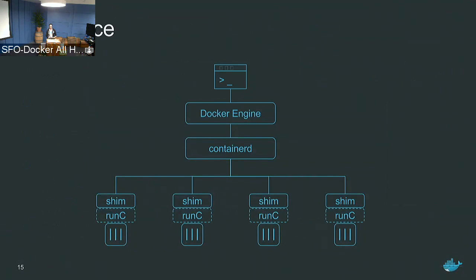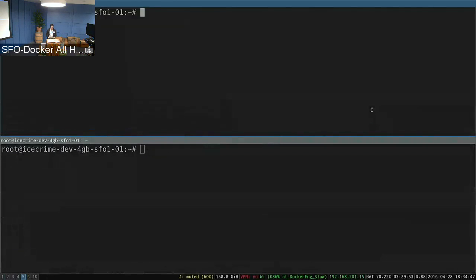So what I want to show is resilience of containers with this architecture. What happens when I kill the Docker engine? What happens when I kill containerd? So let's try this. This is not available yet in 1.11. If you take the experimental build, actually you can try this.